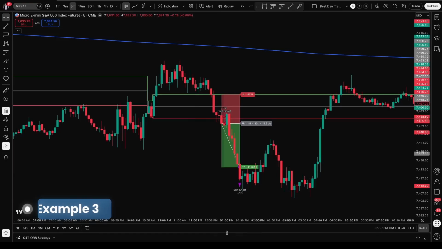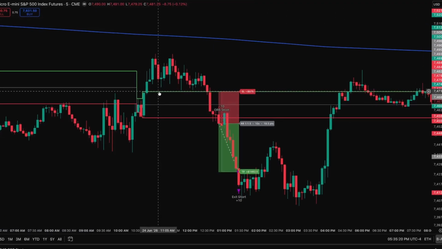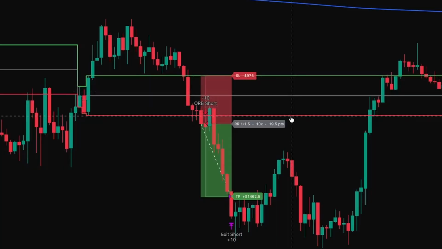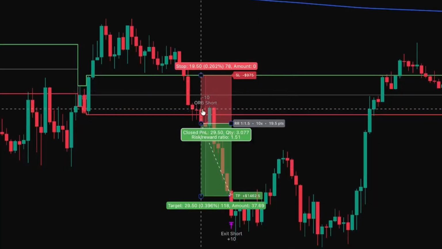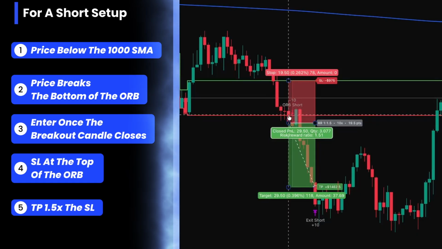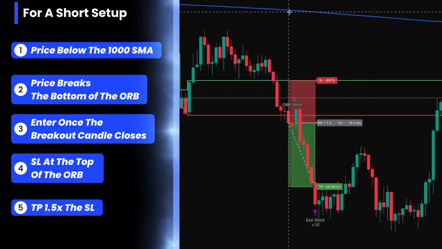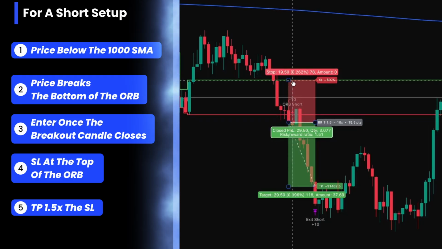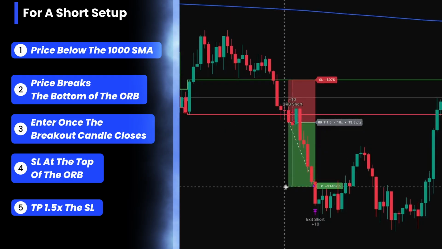Here's a great short example. The 1000 SMA is above the price. Like I said, this here is the top of the ORB, the bottom of the ORB. Green line is top, red line is the bottom. The price breaks through the ORB and closes. Once that is closed and the price is below the actual 1000 SMA, you take the entry right there. Once the entry is taken, the stop loss is placed on the other side of the ORB and then 1.5 from there. Here is a great entry.